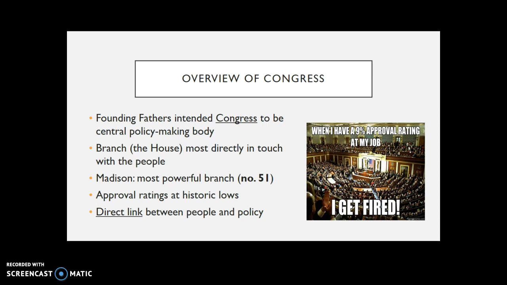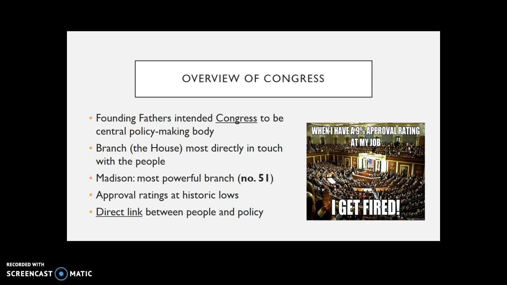So, overview of Congress. Certainly the Founding Fathers did intend for Congress to be the central policy-making body. This was important because, keep in mind, this is the way in which it would be very responsive to the people. This is the way as built into the Madisonian model where you have separation of branches and powers, in which it's going to prevent tyranny. And of course, Congress is the only part of our three branches that can make policy.